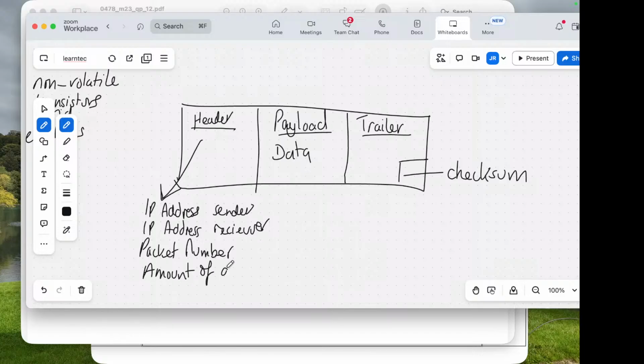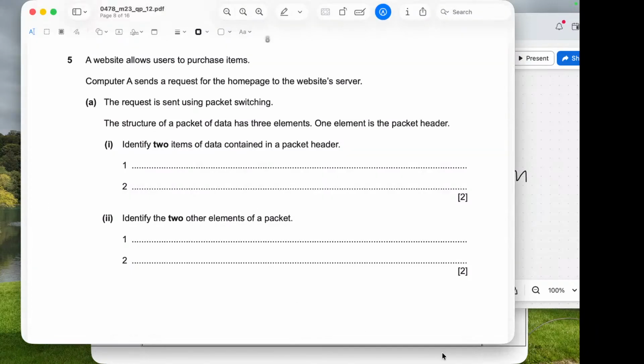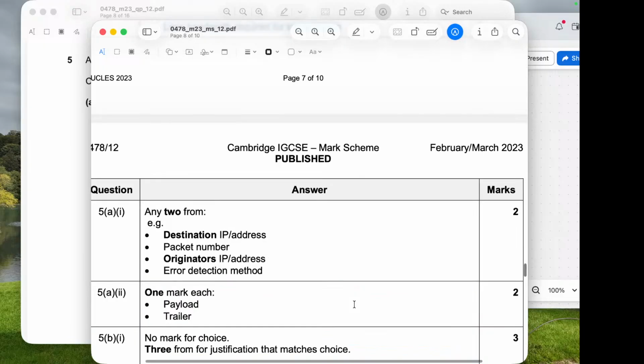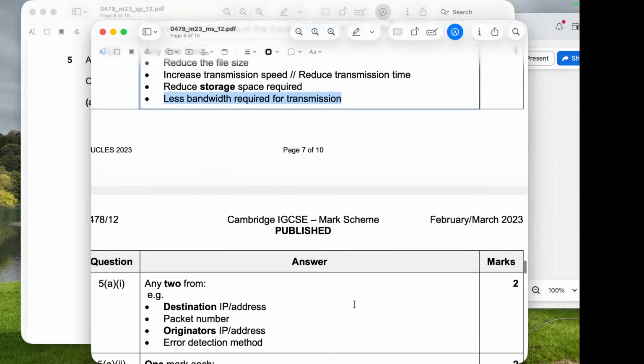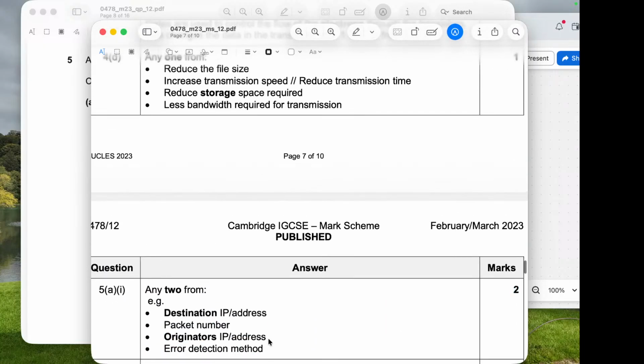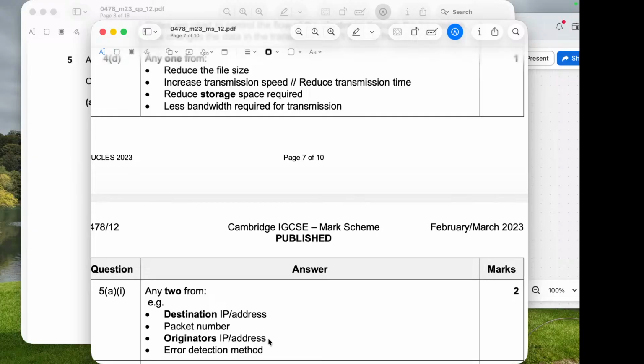Now, if we look at the mark scheme, let's see if I've left anything off. I don't think so, but have I forgotten anything else? Yeah, destination IP address, packet number, originator IP address, error detection. So they've got error detection method. So whoever said checksum, you would get that as well.